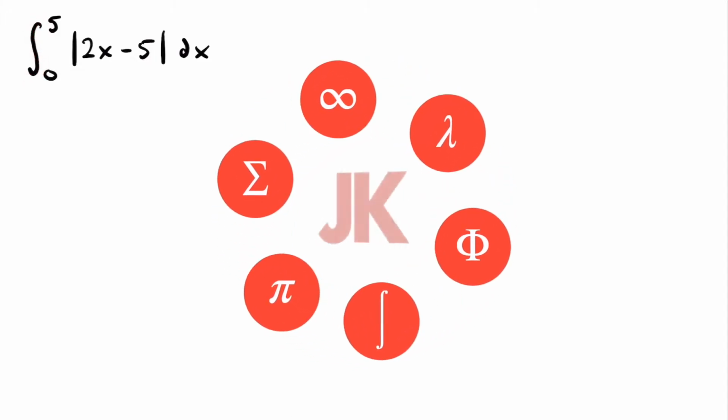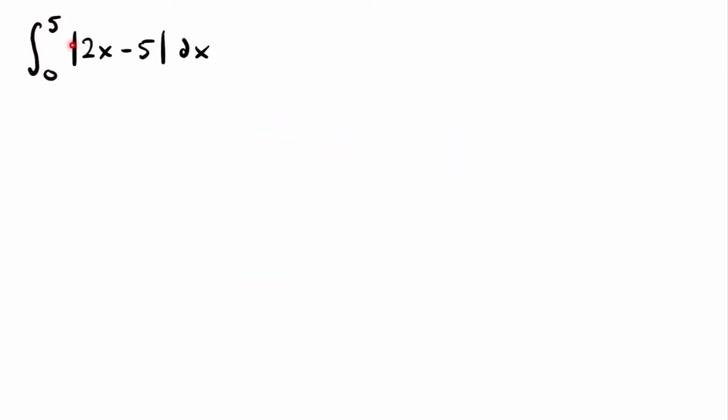So here we have a definite integral from 0 to 5 of the absolute value of 2x minus 5 times dx. In order to evaluate a definite integral of an absolute value function, we're going to need to split it up into two separate integrals, because if you remember what the graph looks like for absolute value functions, they are shaped like a V.